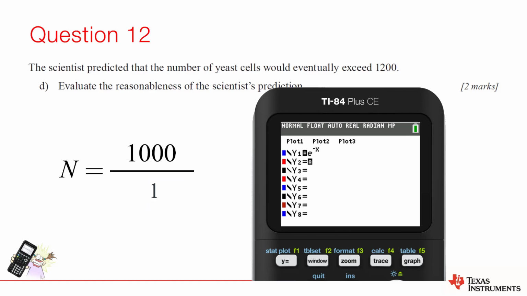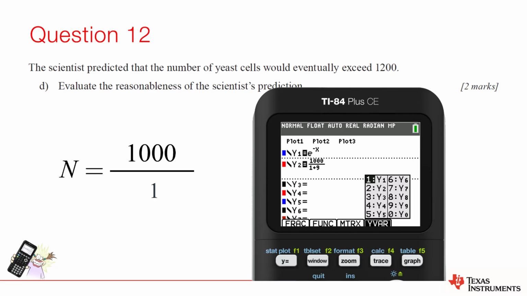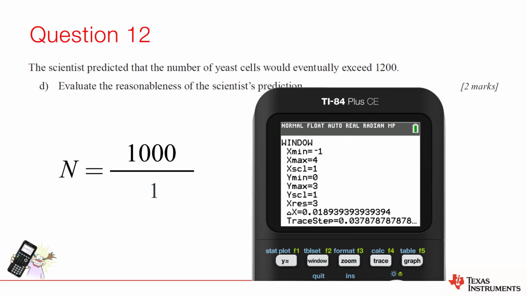So as time goes on, the number of yeast cells approaches 1000. To exceed 1000, we'd need the denominator to be less than 1, which is not possible. So we conclude that the scientist's prediction is not reasonable. But as the question is worth 2 marks, we need to provide the evidence in our conclusion.